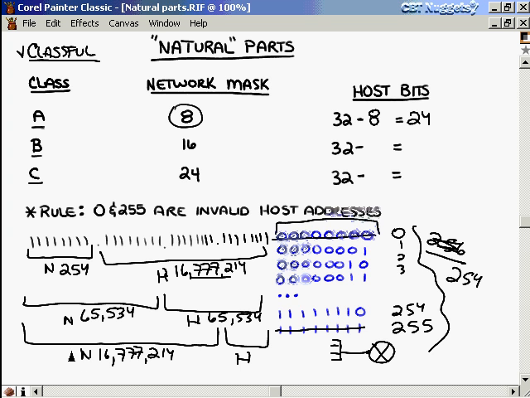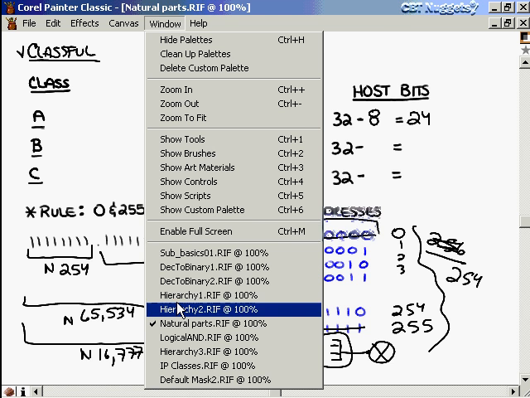All right, and then we're going to finish up the model here with our Class C. The networks were 16 million plus. The host, much more manageable. We're talking about 254 per network, which really is what we normally would have as a max on our local area network. Let's get to a clean whiteboard so I can show you the results of everything we've just discussed.